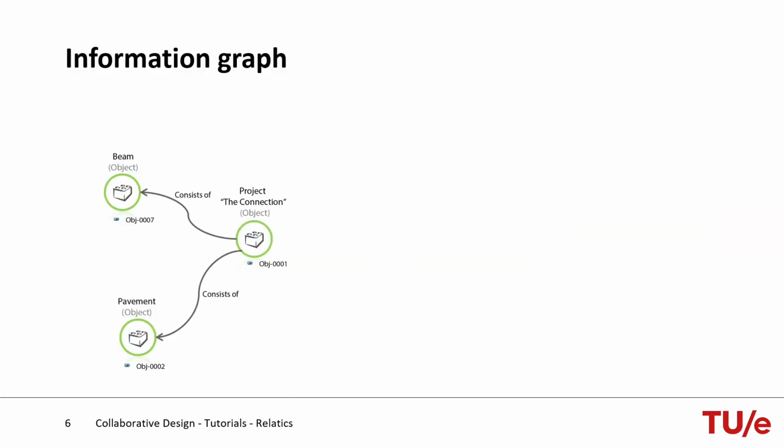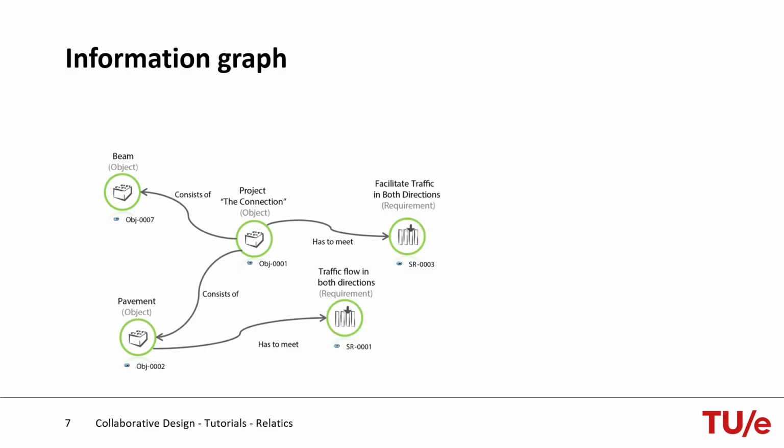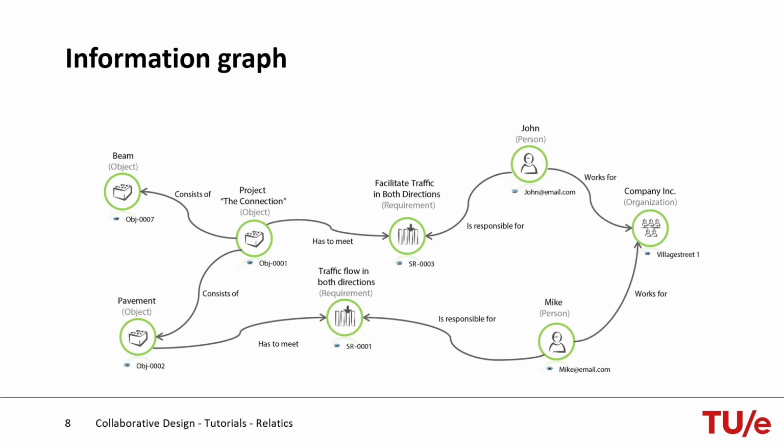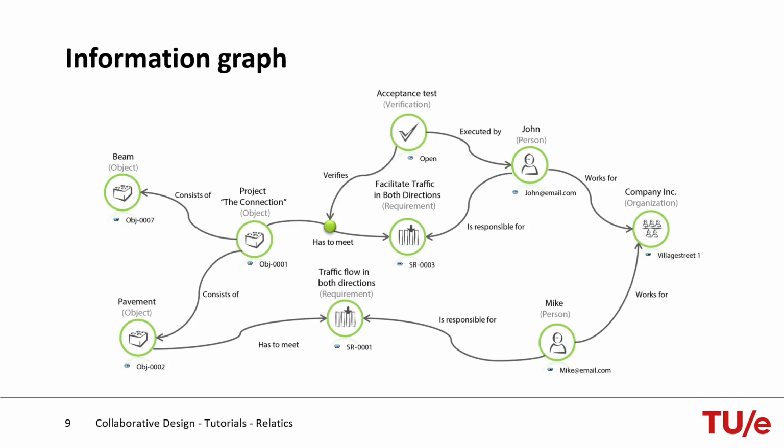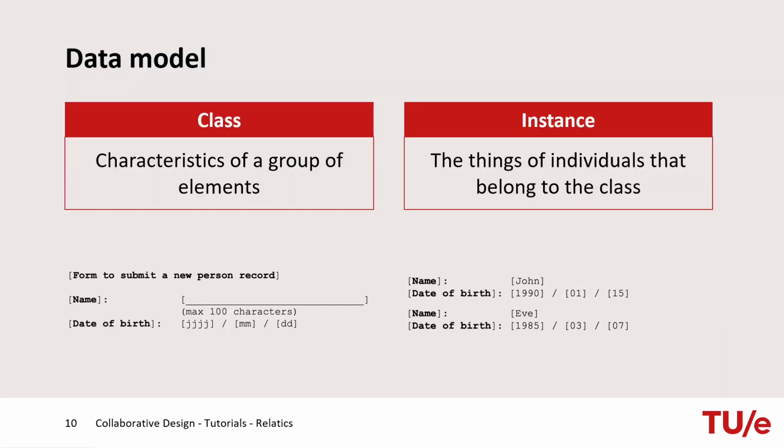In Relatics, a graph of information is formed in which, for example, projects, objects, requirements, and people are explicitly related. When modeling data, the distinction between types and instances is essential. The type, or class, describes the characteristics of a group of elements. Instances are then the things or individuals that belong to the class. With a schema, one defines what kind of information can be modeled. It guarantees that this is done in a predictable and uniform way.